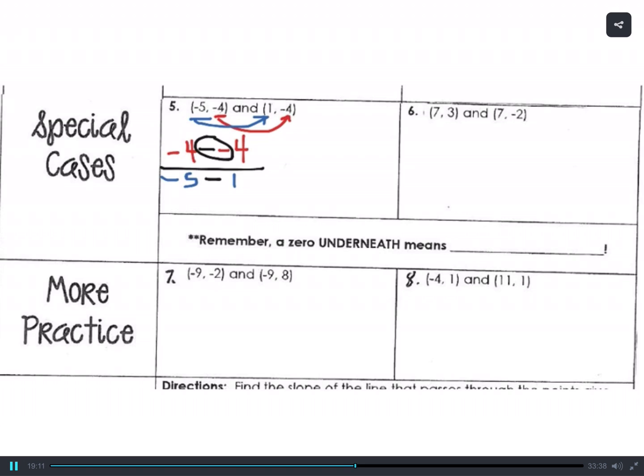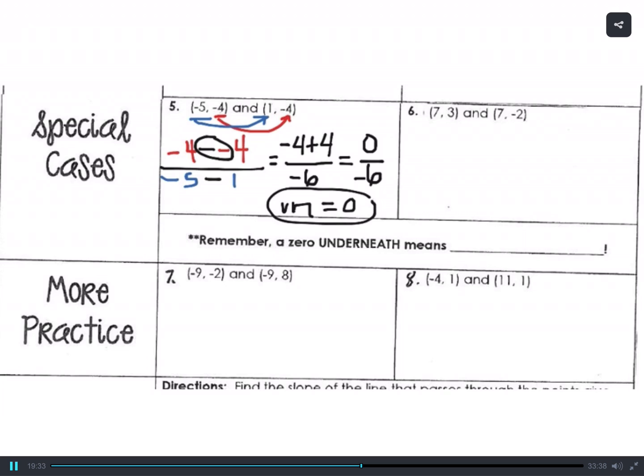Okay, 2 negatives together is a plus, so I have negative 4 plus 4, and then on bottom, negative 5 minus 1 is negative 6. Negative 4 plus 4 is 0. 0 divided by negative 6 is 0. So I have a 0 slope here. And if you remember, if I have a 0 slope, the picture of my graph will be a horizontal line like this up here. Okay, that's what m equals 0 looks like.